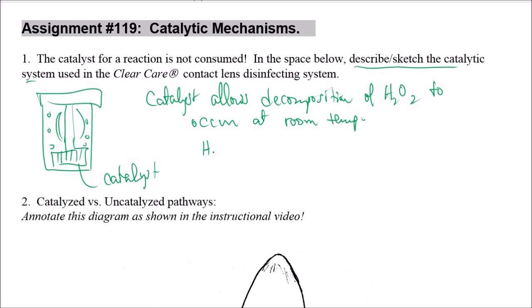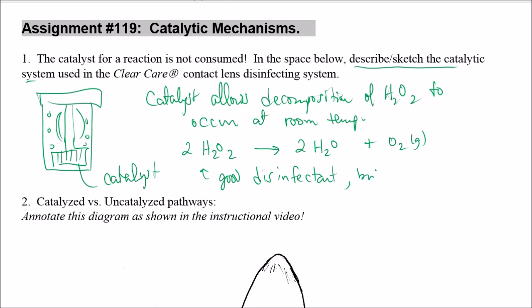So the actual reaction is the H2O2, actually two of them, turning into two molecules of water, which remain in the vial, and oxygen gas that bubbles out. And the importance of this is H2O2 is a good disinfectant, but it is also very painful to put in the eye. So you want to decompose it so that it turns into water, which is harmless for your eyes. Okay, so something like that is a reasonable summary of the catalytic system.